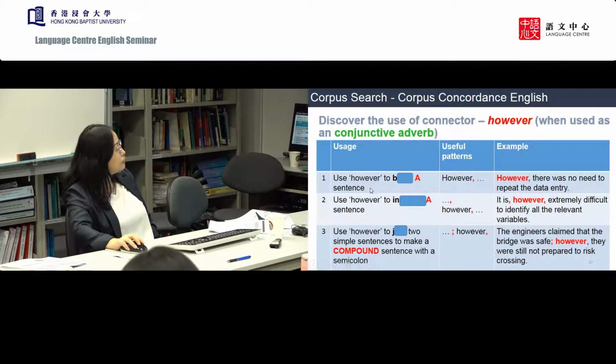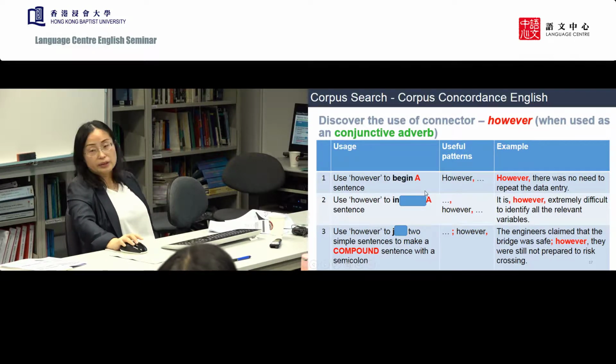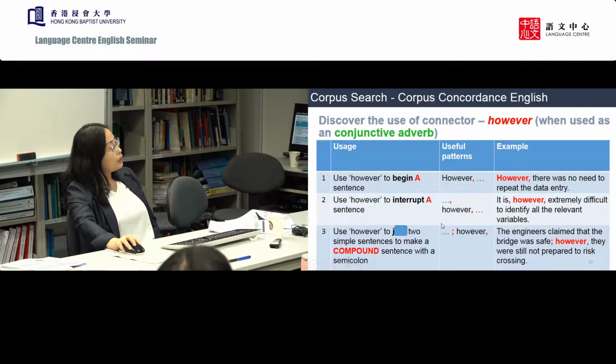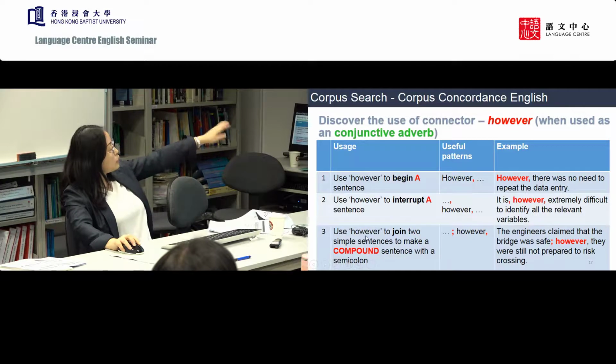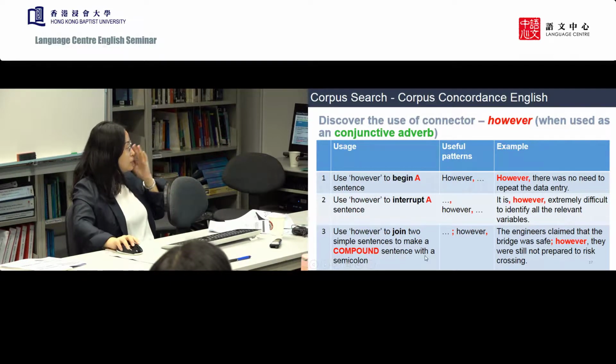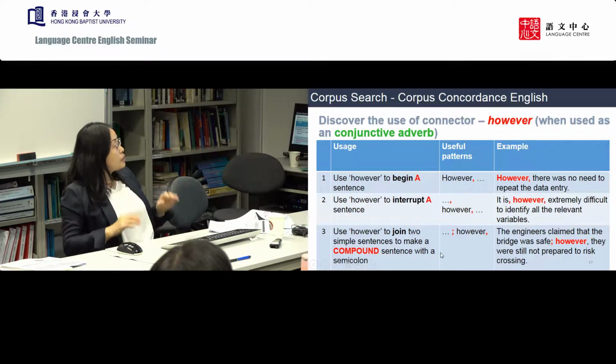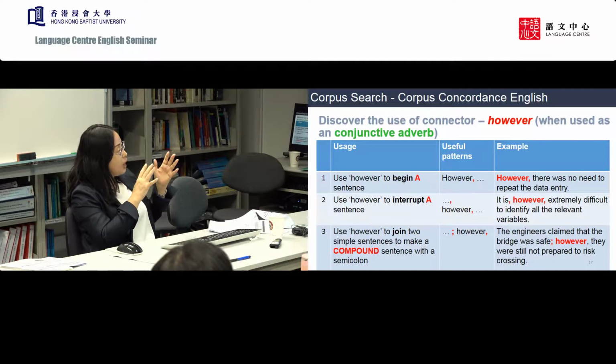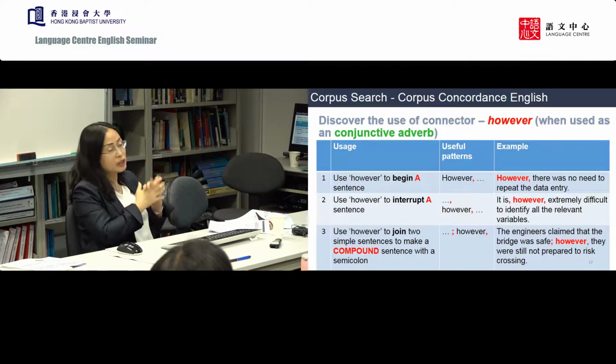Use "however" to begin a sentence, for example, "However, blah, blah, blah." Or use "however" to interrupt a sentence, you put a comma, "however", and a comma. Even if you delete "however", the sentence still makes sense. For example, "It is, however, extremely blah, blah." And use "however" to join two simple sentences to make a compound sentence, with a semicolon. So this is mostly how "however" should be used as a conjunctive adverb.